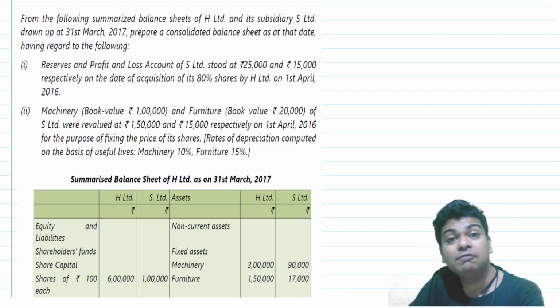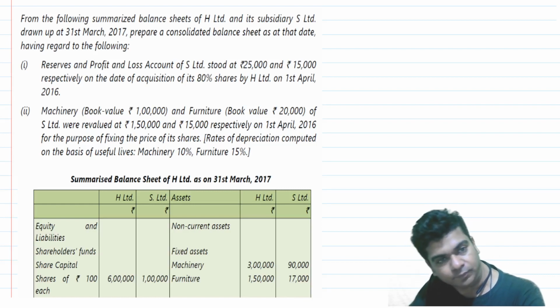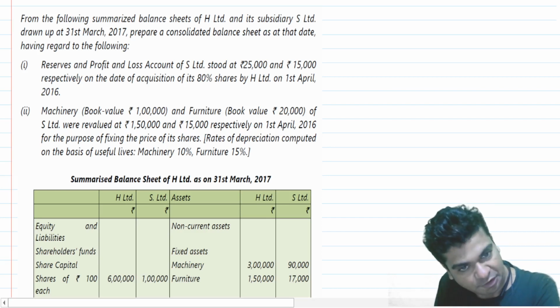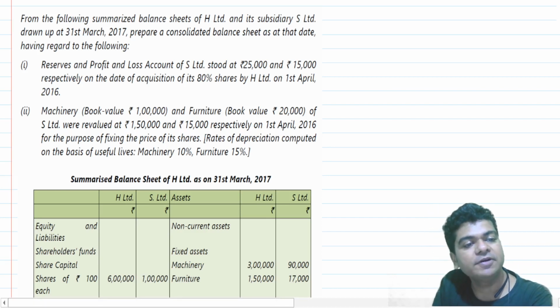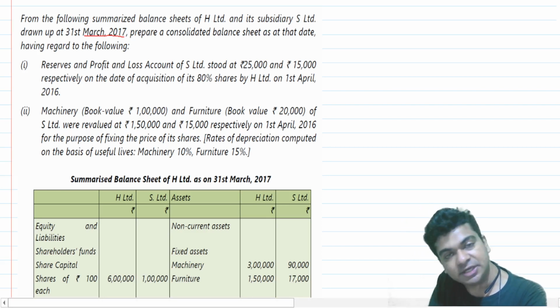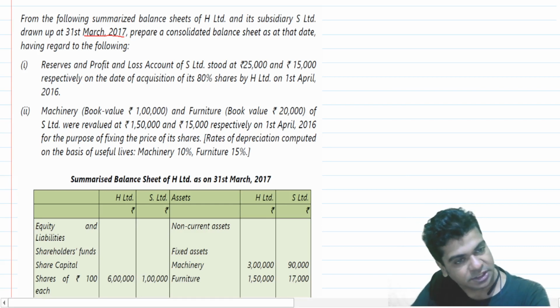Let's see a full-fledged question now on how we can prepare a consolidated balance sheet. They are saying that from the following summarized balance sheets of H Limited and subsidiary S Limited, drawn up to 31st March 2017, prepare a consolidated balance sheet as at that date. So we are supposed to prepare the consolidated balance sheet on 31st March 2017.